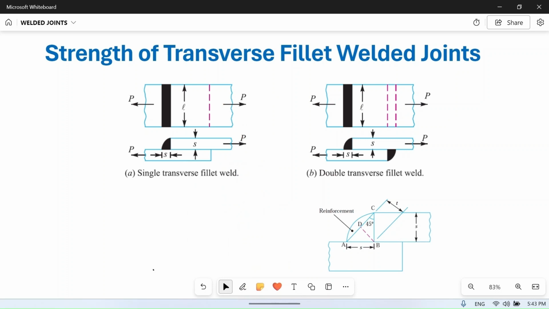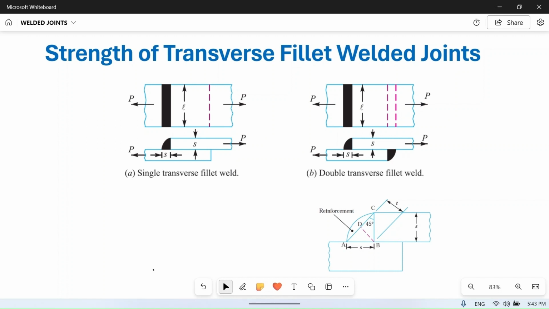So in this video we will derive the formula for the strength of fillet welded joints. So what is a fillet welded joint? See this portion, this is called the fillet. This is the extra material which we add to weld these two plates. We will find the formula for the strength of this fillet.